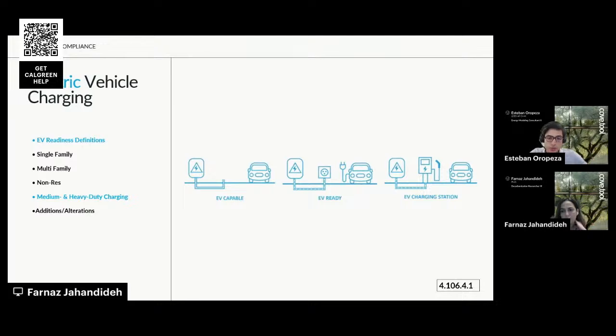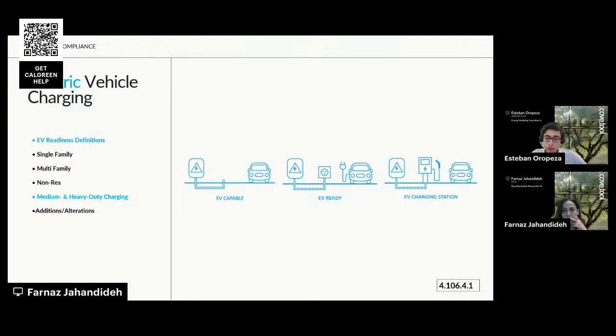There are three types, generally speaking, of EV chargers, from level 1 to 3, depending on how long it takes for the charger to get your car's battery full. CALGreen refers strictly to level 2. That's the minimum level that is required. Level 3 chargers could be provided but are not required.